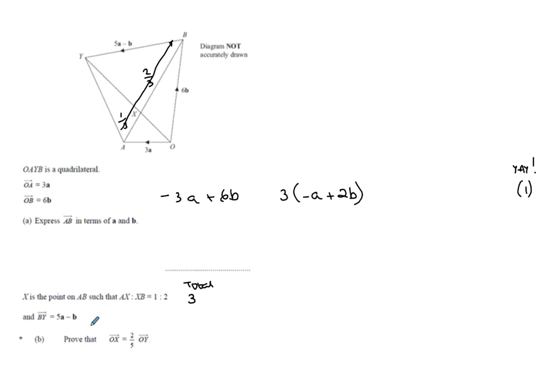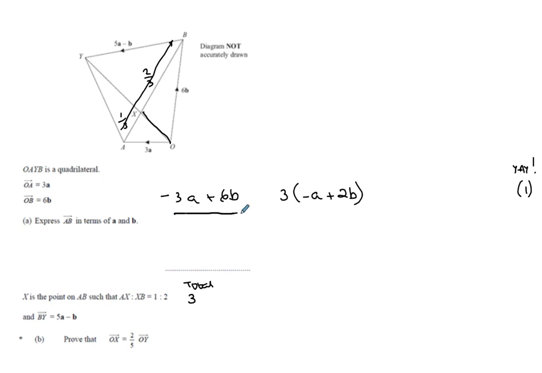And BY is 5a minus b. Prove that OX is 2/5 of OY. All right, we've got our sense of direction. So first we need to find the OX. We found AB, so we know that's it.